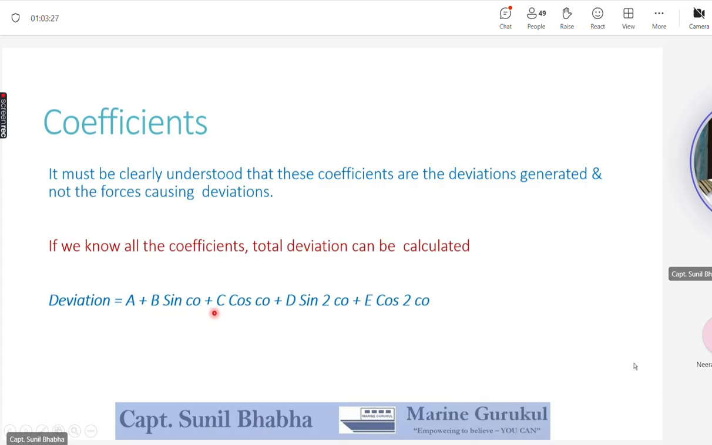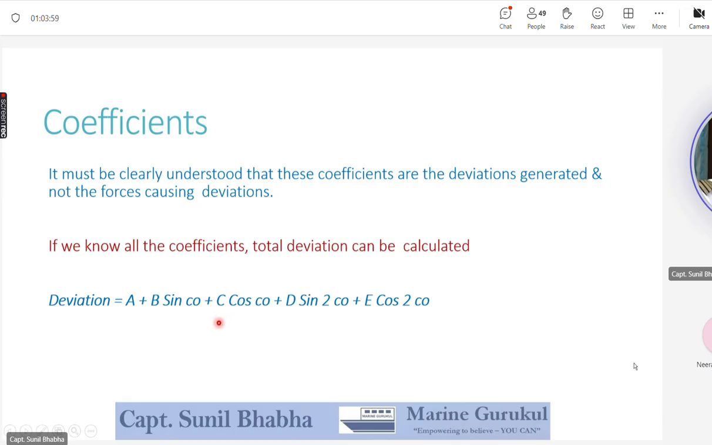Similarly, if you look at C, the contribution is proportional to cos of course. Now cos of 0 is 1. It means the contribution by coefficient C will be maximum when the ship is on northerly heading, and cos of 90 is 0. When the ship is on easterly course, the course becomes 90, cos 90 becomes 0, and the contribution of C becomes 0. So contribution of C is maximum on northerly heading, and contribution of C is 0 on easterly heading.